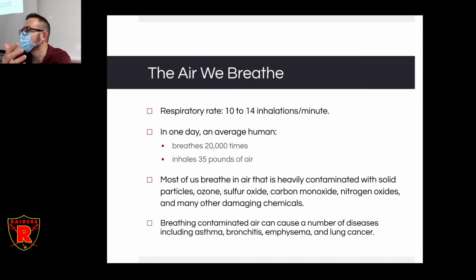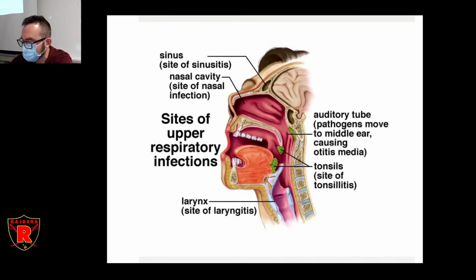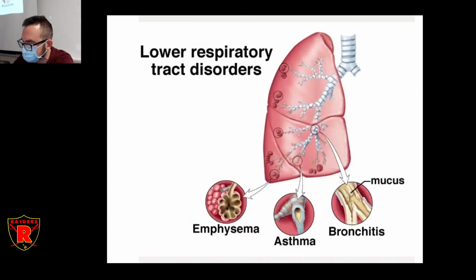We already mentioned this. So you have some mechanisms in place to help filter out a lot of those things, but they're not perfect. And so if you're overwhelming your system with a lot of particulate matter or whatever, it can lead to some of these illnesses. We're going to talk about them now. So we've already discussed the anatomy, so I'm going to skip through this part here.